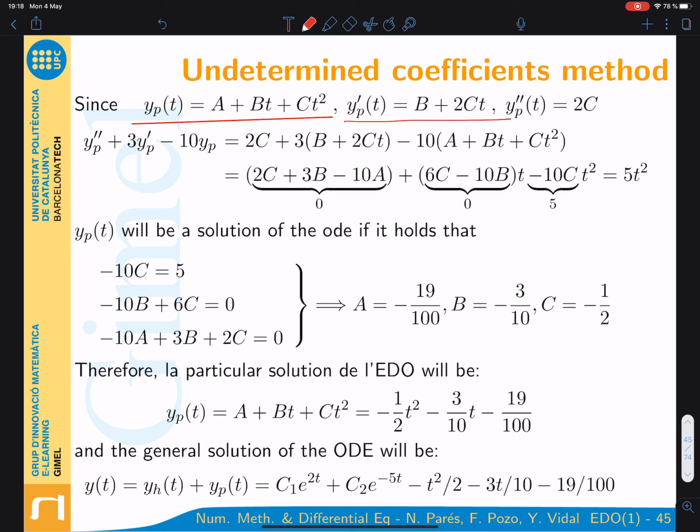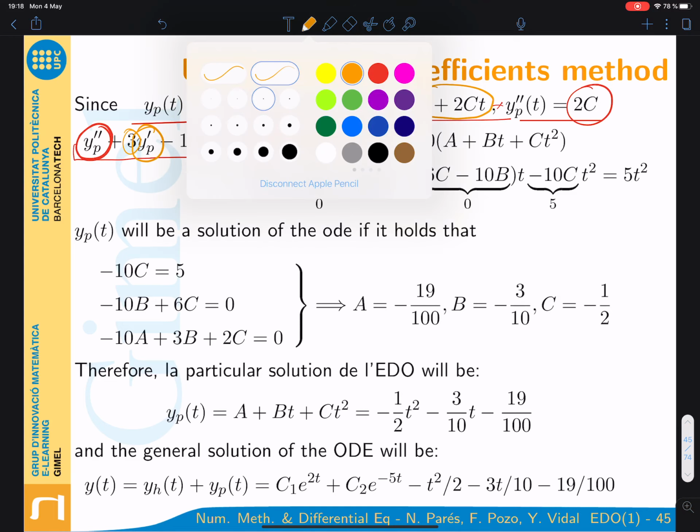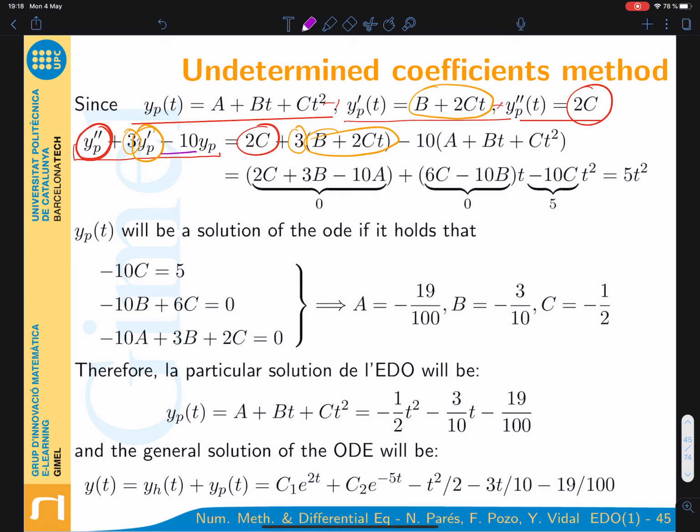From this we compute y prime and y prime prime. That's pretty easy. They are just derivatives of polynomials. And then we plug them into the ODE. See here, y prime prime p is this guy. Then, for example, 3 times y prime p is this guy here, plus 2ct. And then, for example, minus 10 yp. Yp is this thing that we wrote here.